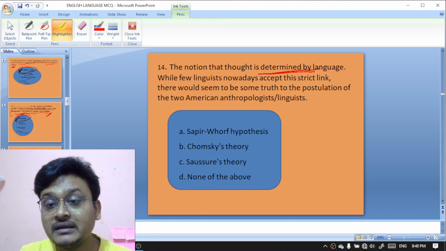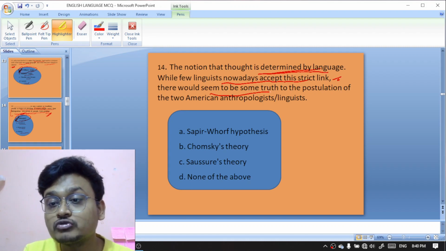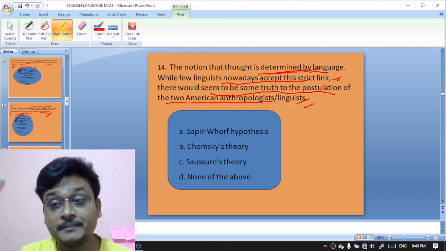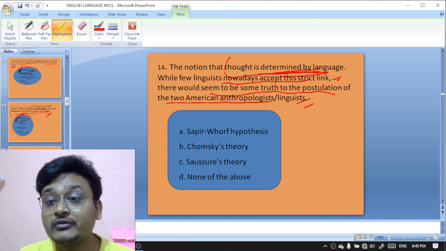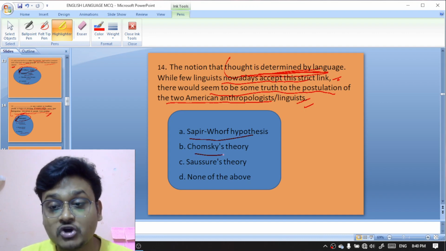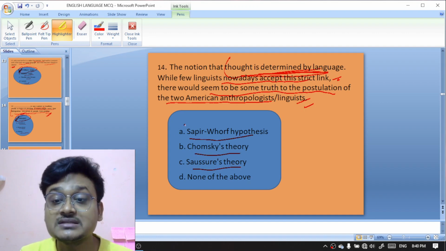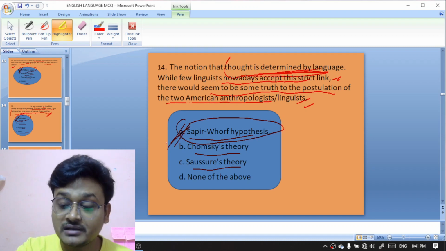The notion that thought is determined by language. While few linguists nowadays accept this strict link, there would seem to be some truth to the postulation of the two American anthropologists or linguists. Who are they? That thought is determined by language. So here, thought and language, was it the Sapir-Whorf hypothesis, Chomsky's theory, or another theory? It is Sapir and Whorf's hypothesis. So A is the right answer here.